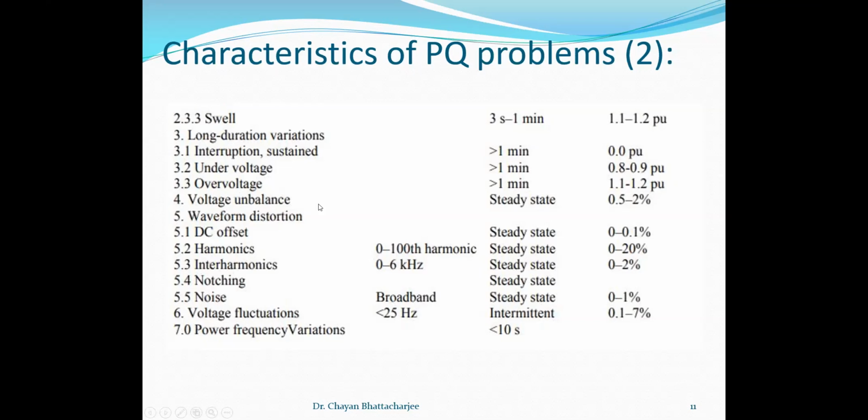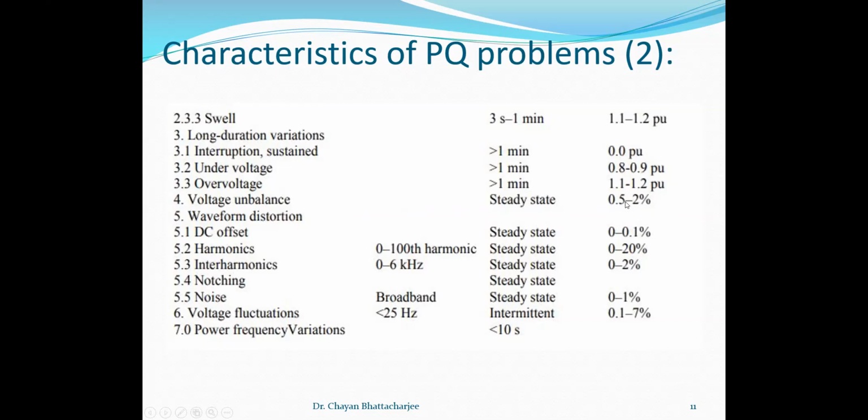And the next one is voltage imbalance or unbalance. That is also a steady state variation, but the allowable voltage magnitude variation due to unbalance is 0.5 to 2%, not beyond that. Current can be unbalanced in an unbalanced situation, but not voltage. As voltage is the common quantity, it is only allowed to vary 2%.